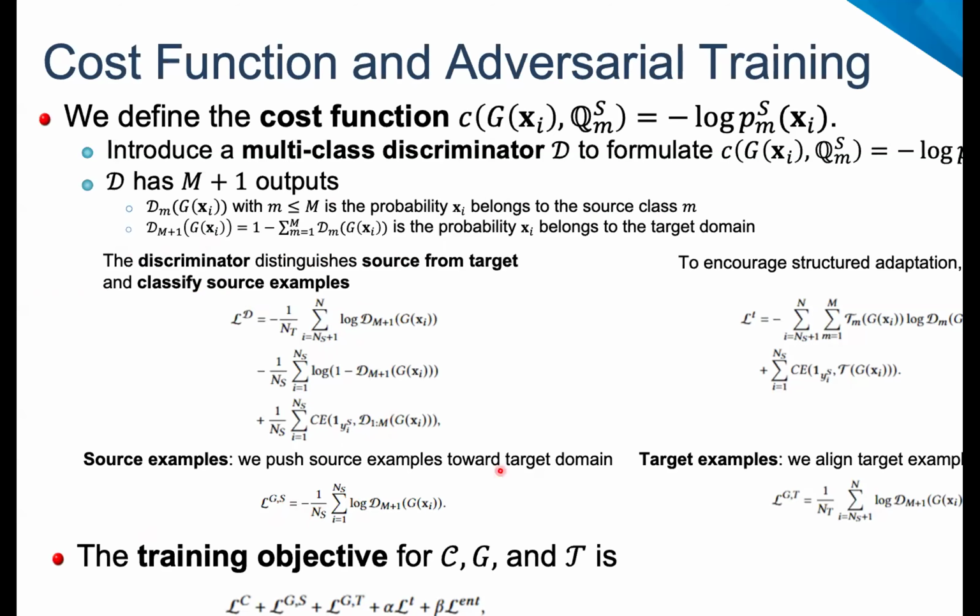Finally, we come up with this training objective function to train the classifier, the feature extractor, and the transportation network. Here, this is the sum of four losses: the classification loss, the loss to move the source and target domain to the correct and corresponding distributions, the entropy-based loss to encourage confident predictions, and the optimal transport-based loss to minimize the total cost.